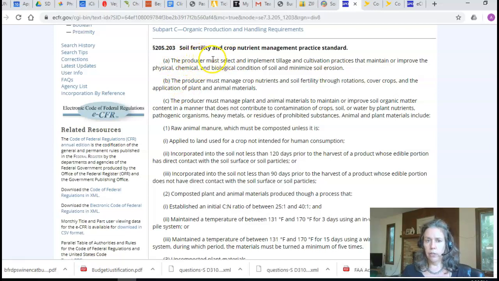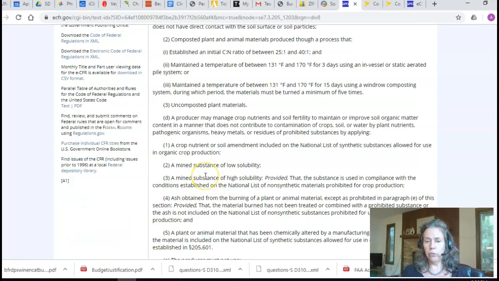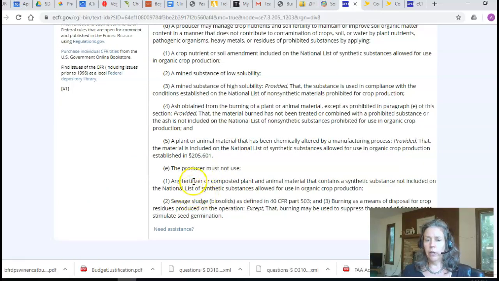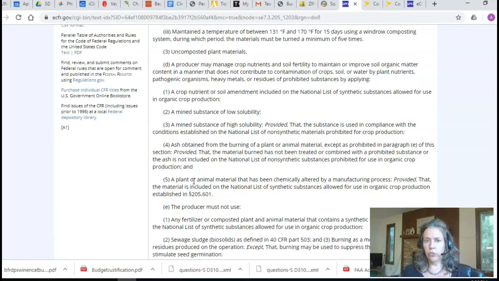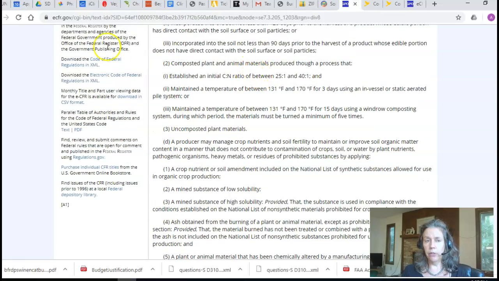If you look at the one here on soil fertility, you see that the producer must manage crop nutrients and soil fertility through rotations and cover crops and the application of plant and animal materials. What that is, is soil amendments like compost. And there's a very distinct definition too for what compost is, and you can read about that here.